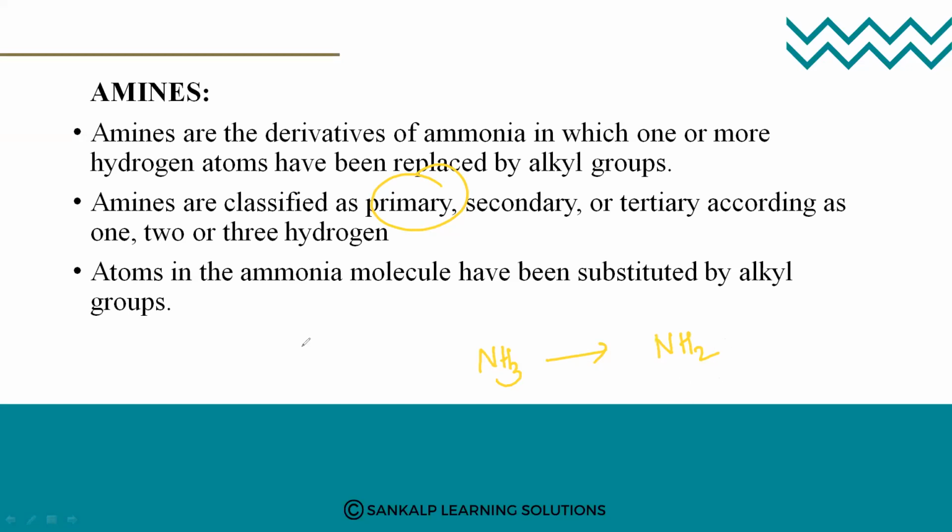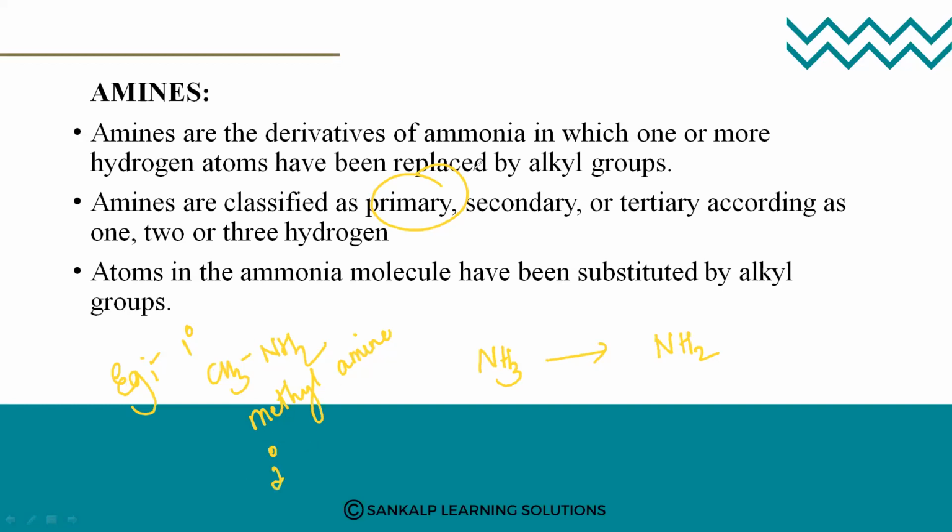So the example can be CH3NH2 in the case of an alkylamine. The name is methylamine. These are the examples of primary amine, and this is for alkyl groups. When one of the hydrogen atoms is replaced by an alkyl group, then it is methylamine.